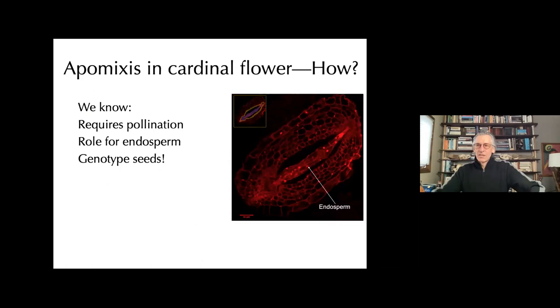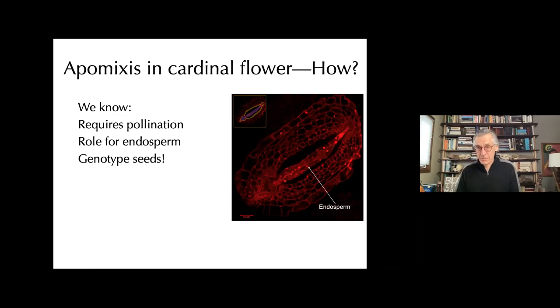how does this happen? Well, it must involve endosperm. And that's because pollination is required. These plants don't make seeds unless they are pollinated. The plants don't spontaneously make asexual seeds as some flowering plant species do. They need to be pollinated.